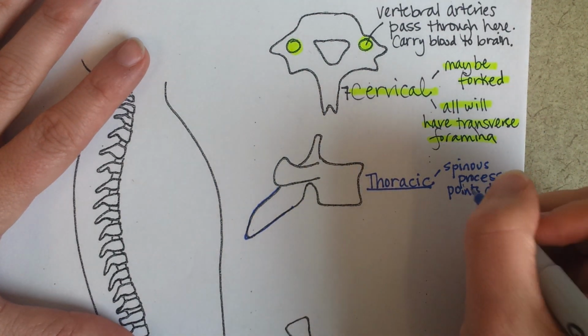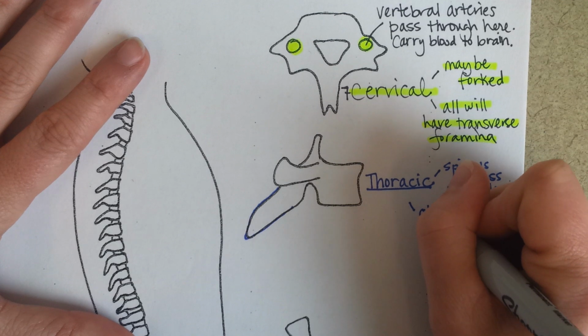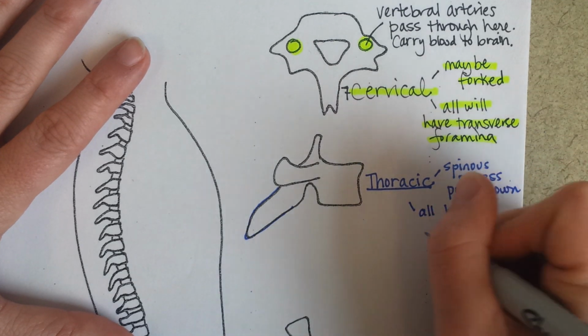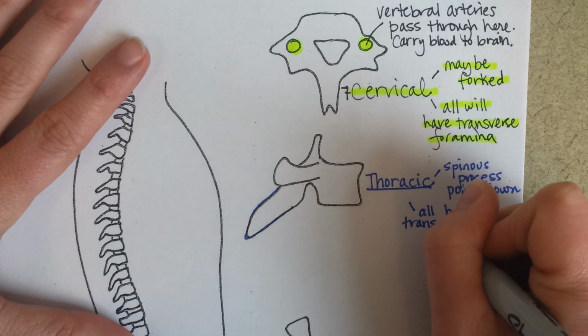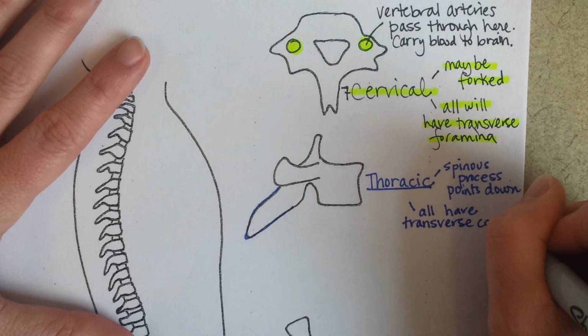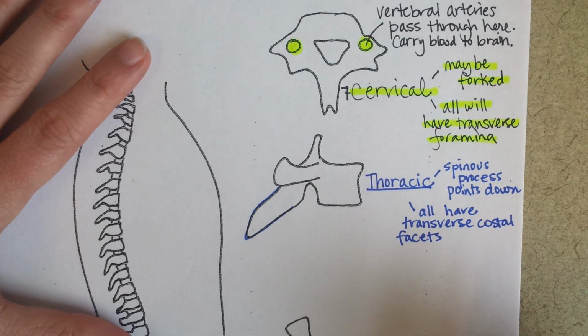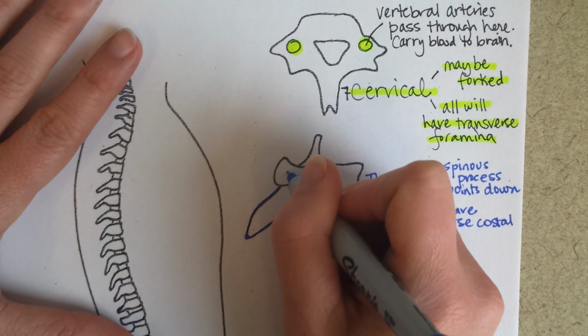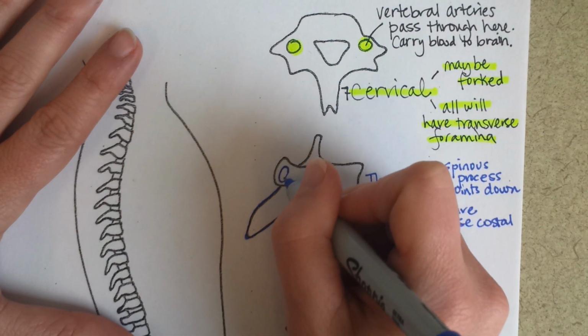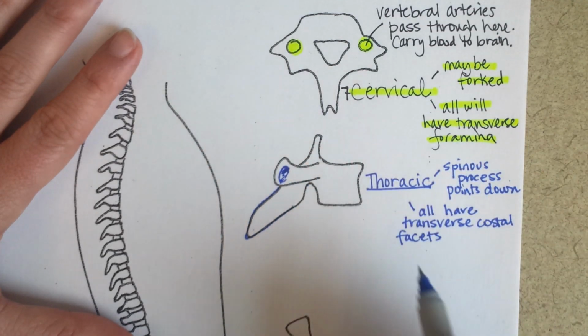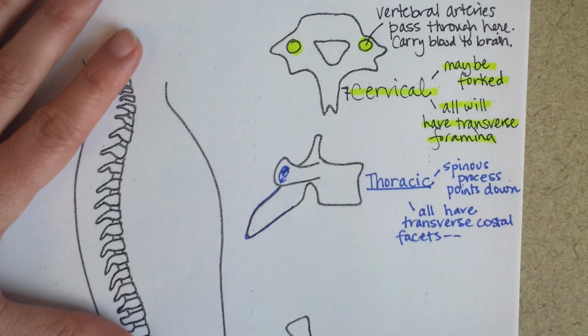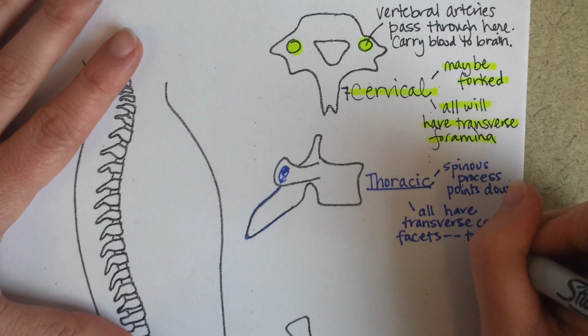Another thing is that they all have transverse costal facets. And so what that means is like right on the edge, there's a little bit of a divot that the tubercle of a rib fits in.